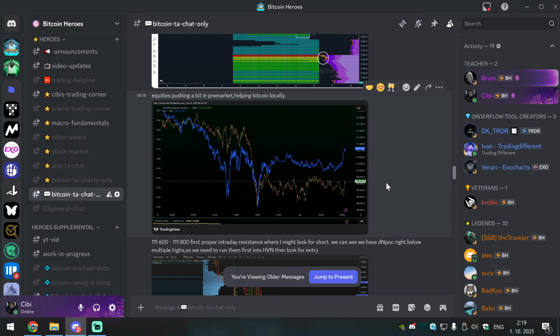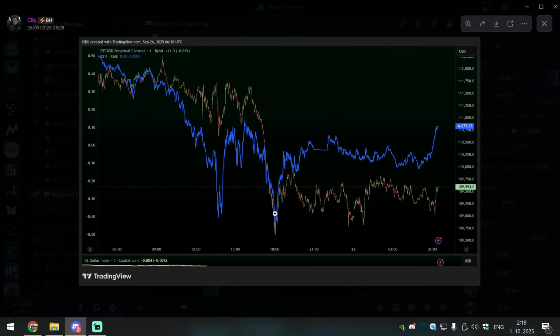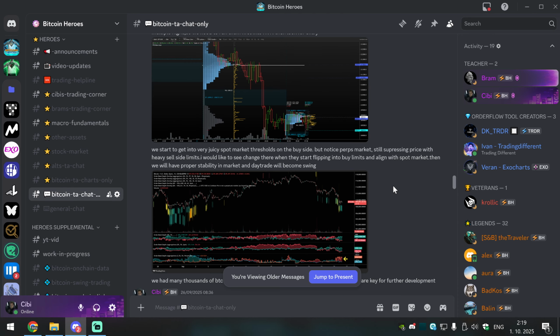But for now we just bounced very largely. Also, equities were staging a recovery, so Bitcoin was getting held out of that 109k region. But there are much stronger, more important factors for why we were bouncing here.